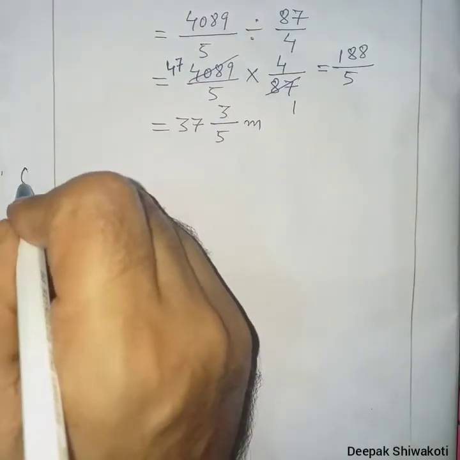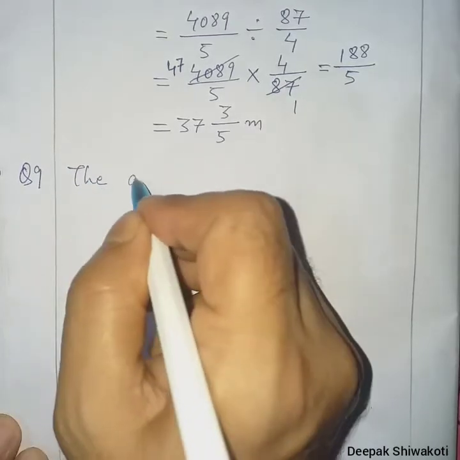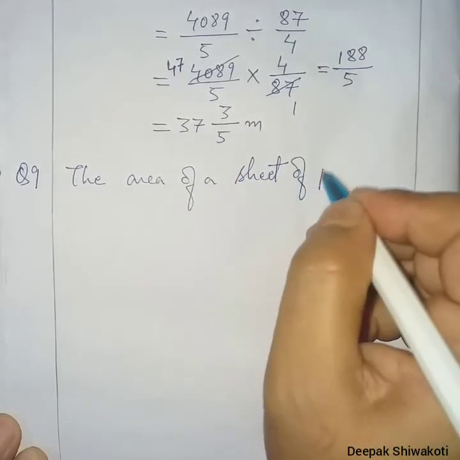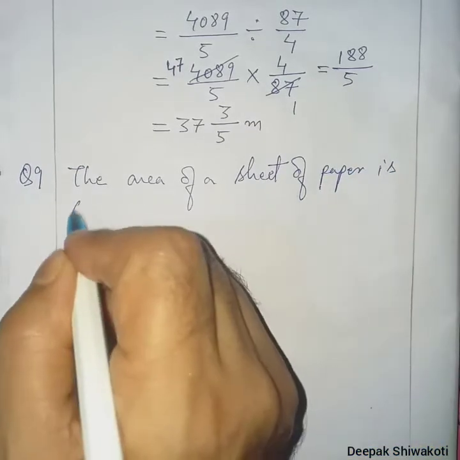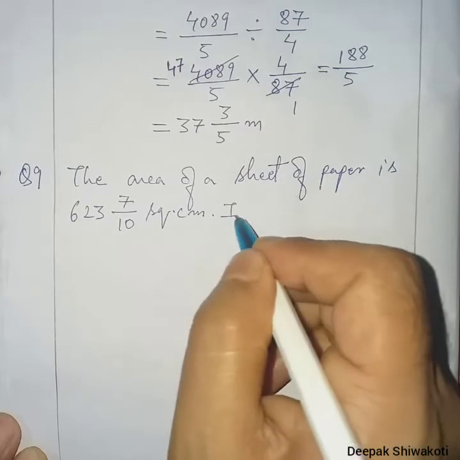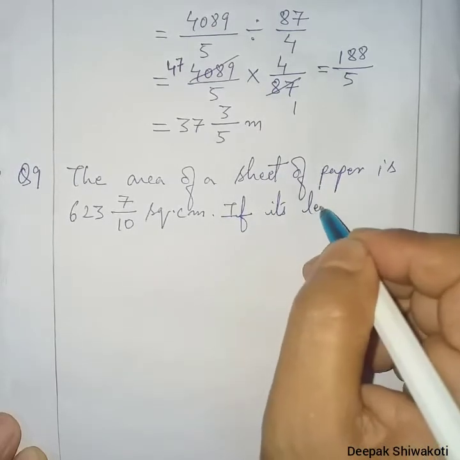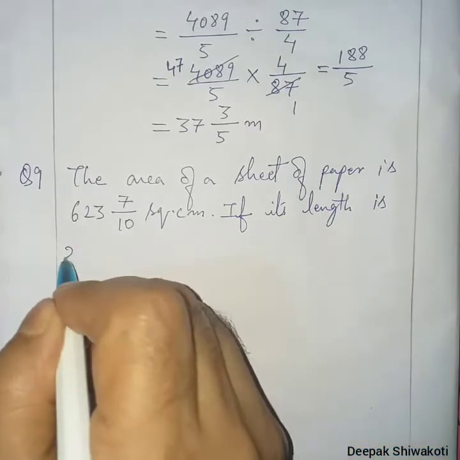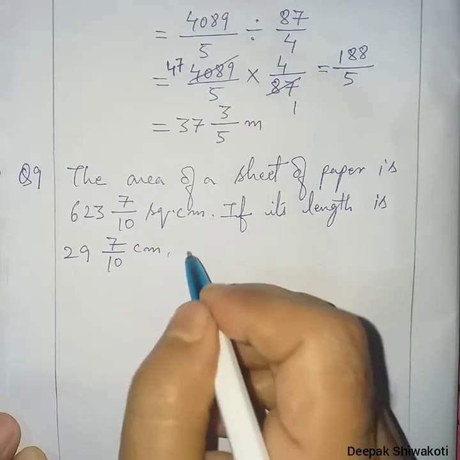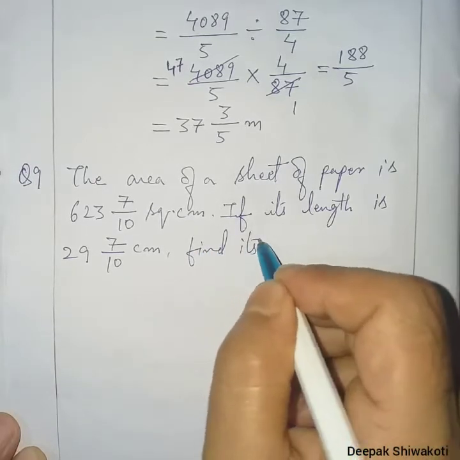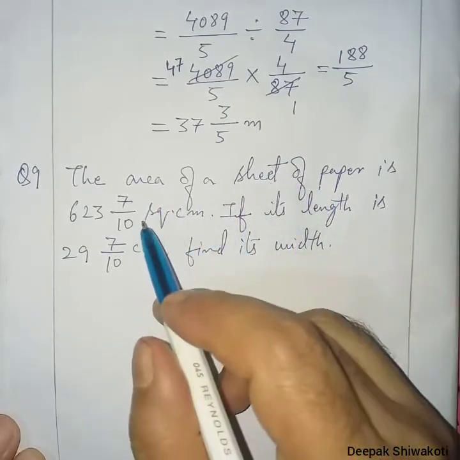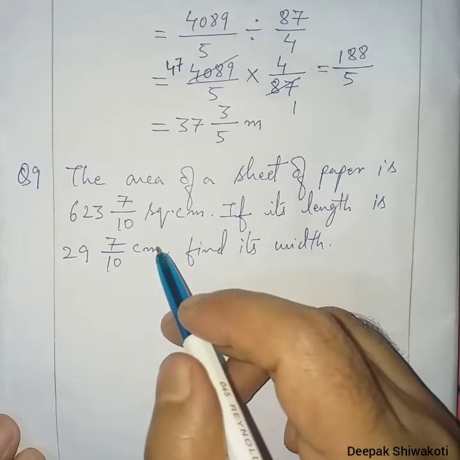Question number 9. The area of a sheet of paper is 623 whole 7 by 10 square centimeter if its length is 29 whole 7 by 10 centimeter. Find its width. So this is same like question number 8. Here the area of the sheet of paper is given and the length of the paper is given and we have to find the width.